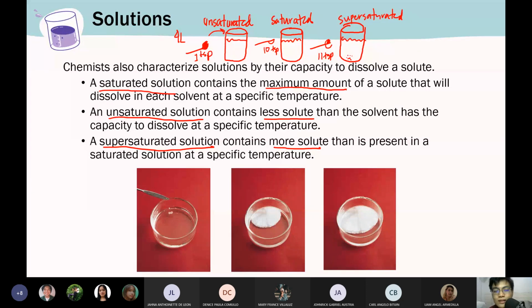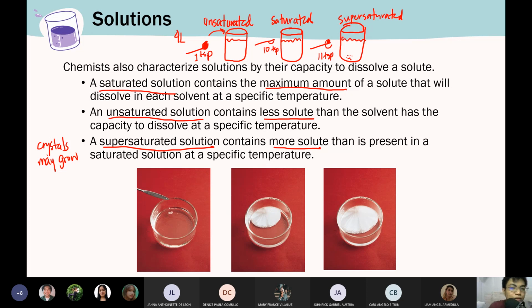Kapag onti lang, that's unsaturated. If tama lang, that's saturated. And then, kapag super dami na hindi na siya natutunaw, that is the supersaturated. And the thing with supersaturated solution is, this is the point wherein crystals may grow. No? If you have a supersaturated solution, then this is the point wherein you can grow your crystals.